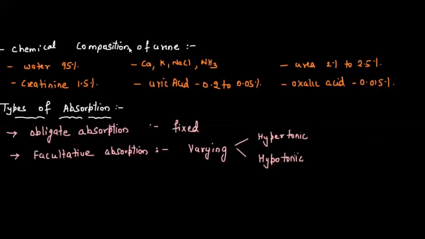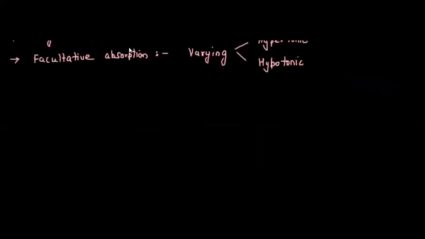Obligate, for example: no matter how much glucose is there in your blood, your body will absorb all the glucose. That is a kind of fixed absorption. The body will never lose glucose in the urine. It is a fixed absorption. And facultative means depending on the requirement.